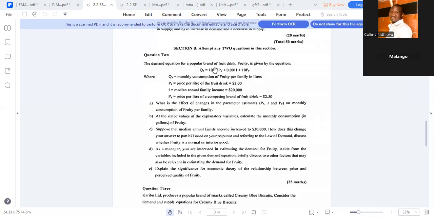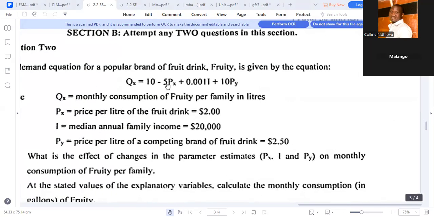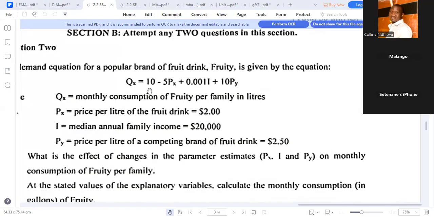This is a brand called fruit drink and is given by the demand function Qx is equal to 10 minus 5px plus 0.011i plus 10py. So this function here already tells us that there are a number of variables involved here. So we have the particular good x on x. So this is called own-price elasticity because it's dealing with the good itself.